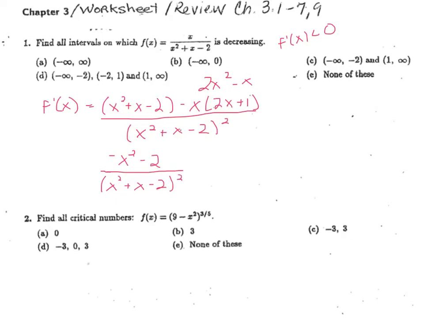And then on the bottom, I have x squared plus x minus 2 squared. So our critical values can be found where either the derivative equals 0 or where it's undefined. So since the top is a negative x squared minus 2, the top will never equal 0 because we'll always have a negative number. But the bottom, if we factor it, we are undefined in two spots. We're undefined at x equals negative 2 and at x equals 1.